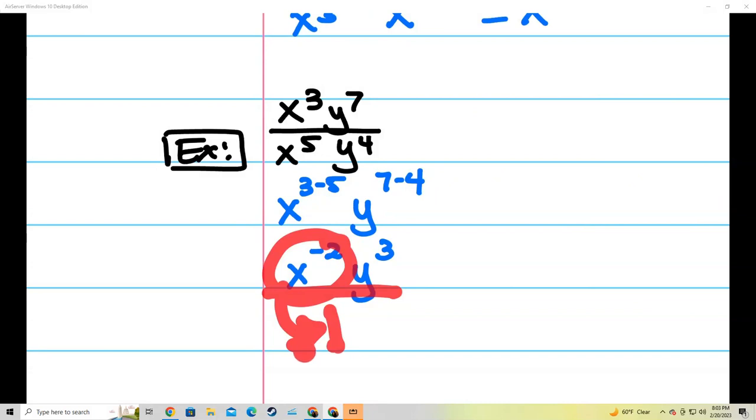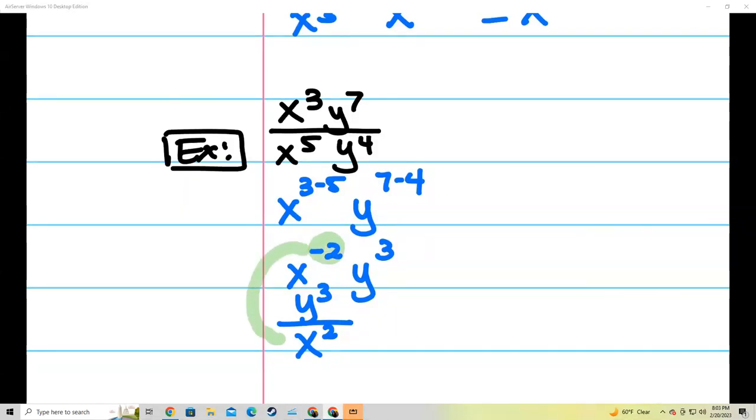So instead of a negative, now it becomes a positive. The y cubed is still going to stay on the top, but the x to the negative 2 is going to move to the bottom, and in doing so, it becomes a positive. So this should be my final answer. I'm going to go ahead and highlight that negative exponent, and then just put an arrow here just so we know, hey, negative exponent's not okay, got to move them, okay?